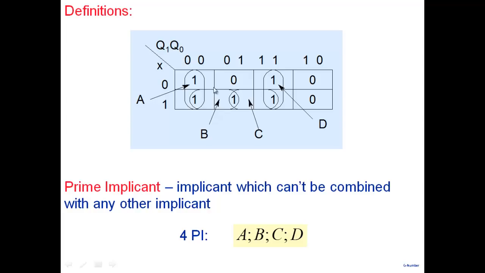So in this case, for example, when we take this one and we combine them together, we get an implicant A, and we note that this can't be combined with any other implicant. So we will call this a prime implicant A. And similarly, you have a prime implicant B, and a prime implicant C, and a prime implicant D.